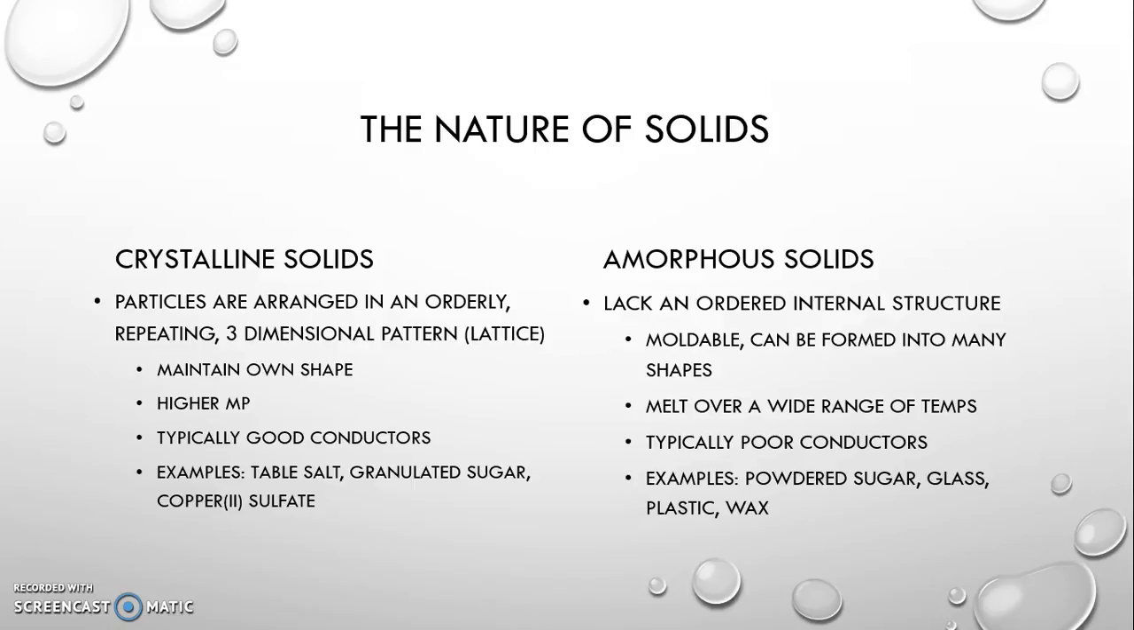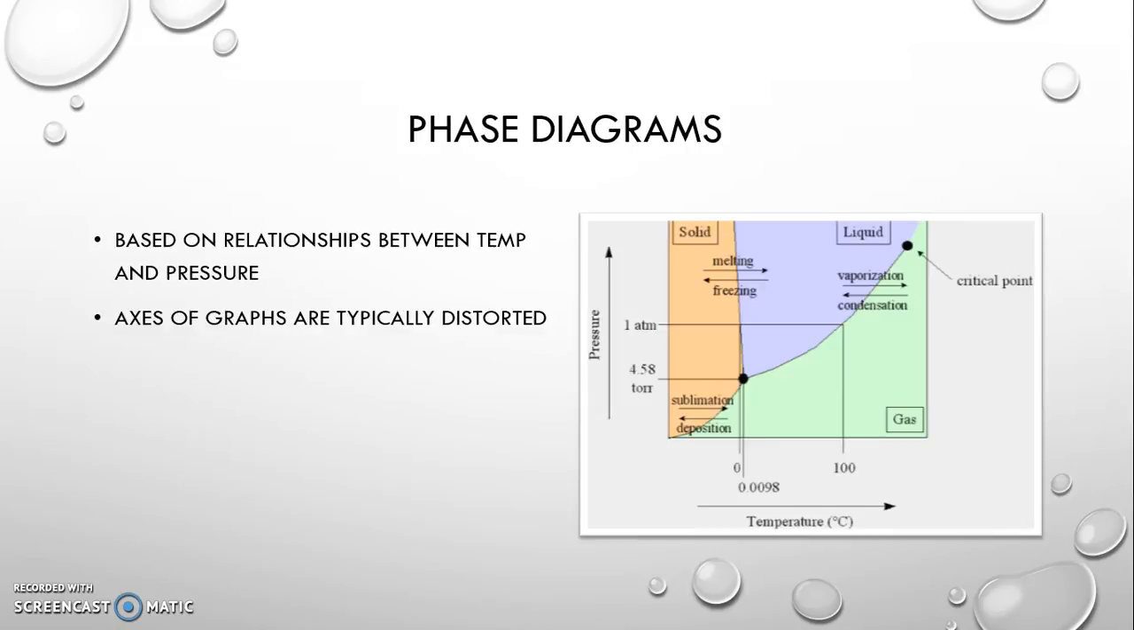Okay. Now, on the other hand, you have your amorphous solids. These lack an ordered internal structure. Amorphous, meaning morphing, they can change, right? So they're moldable. They can be formed into many shapes. You can melt them over a wide range of temperatures, so they have low, high, and medium melting points. They're typically going to be poor conductors of electricity and heat, and examples of this would be powdered sugar, glass, plastic, and wax. All right, so know the difference between the two because we're going to bring those back in.